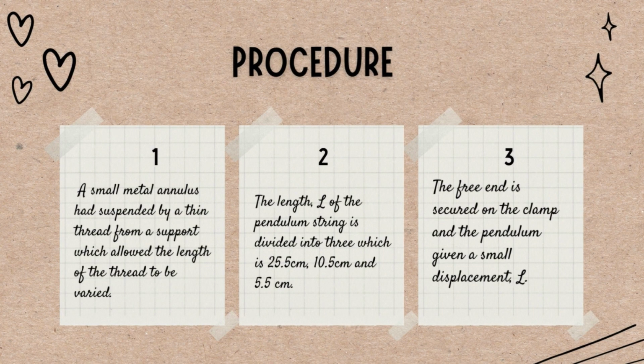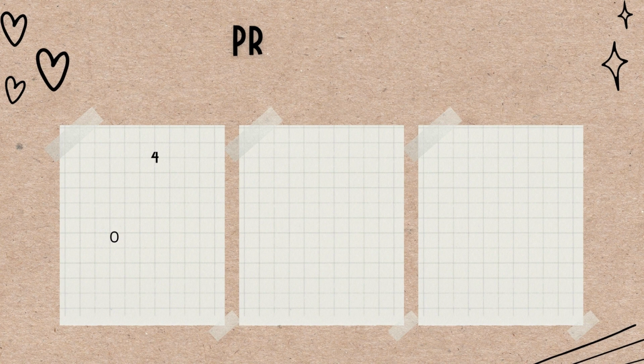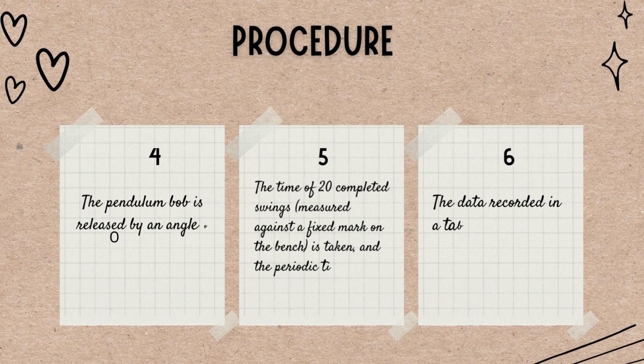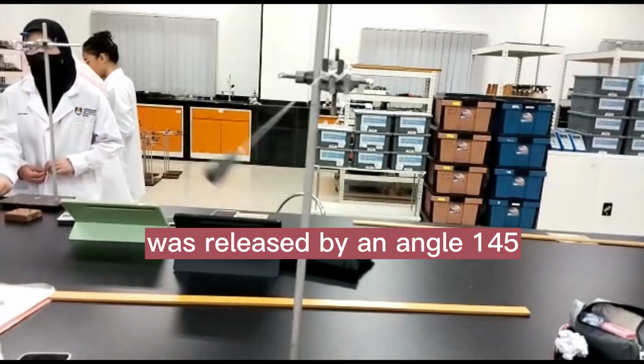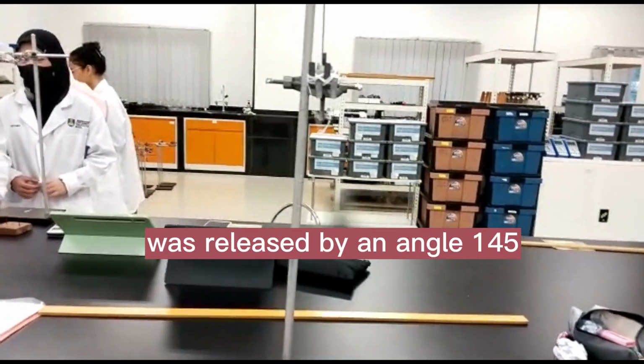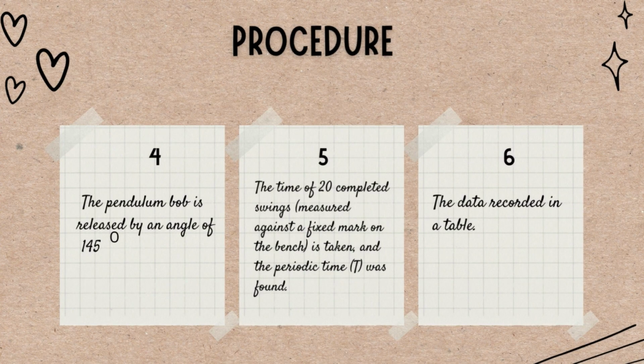Step 3. The free end is secured on the clamp and the pendulum is given a small displacement, which is L. Step 4. The pendulum bob is released at an angle of 145 degrees. Step 5. The time of 20 completed swings, measured against a fixed mark on the bench, is taken, and the periodic time is found.